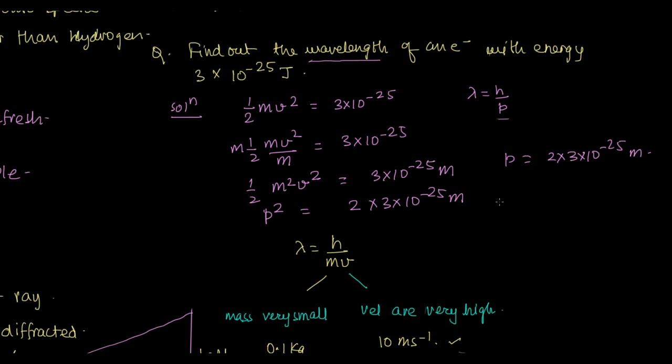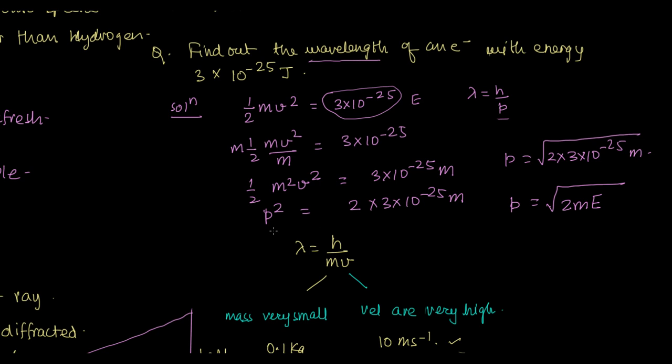So if you're given energy as say E, then p is given by root over 2mE, correct.